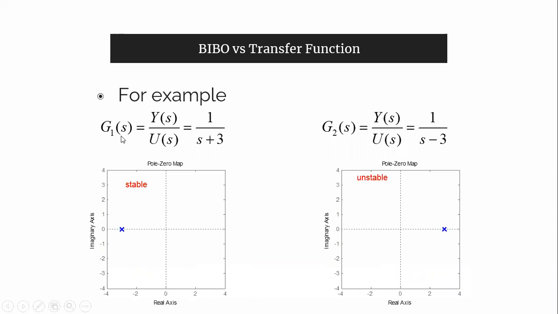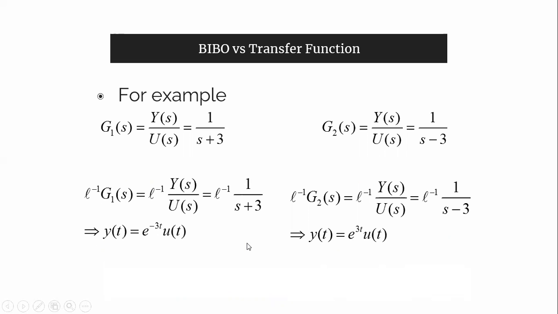See the example. G of s is nothing but output divided by input in the frequency domain. So here these terms are nothing but 1 by s plus 3, so automatically my s will be equal to minus 3. See here the pole-zero map. If the pole is coming in this section, it is unstable. If it is coming in this section, it is stable. Why are we saying these are stable and unstable?